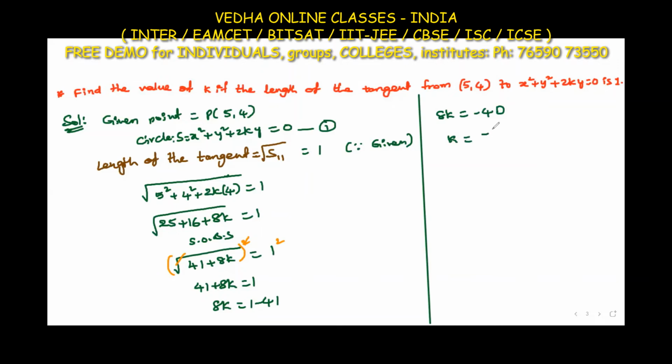The value of k is minus 40 divided by 8. 8 fives are 40. Therefore, the value of k is minus 5. This is the required solution here.